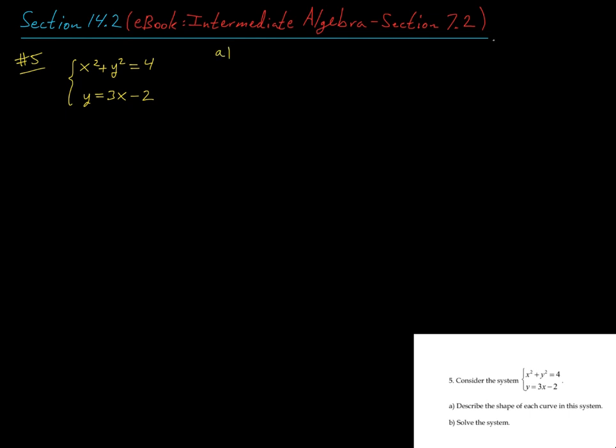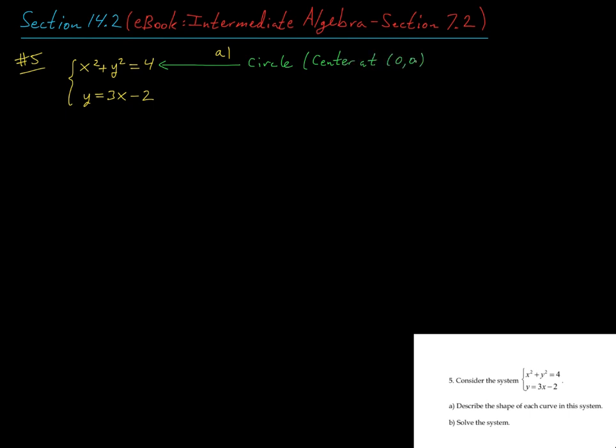All right, so now we recognize this first equation as the equation of a circle, right? Notice both x and y are squared, and these are added together. And then we have this constant over here on the right. So this is a circle, and its center is at the origin.